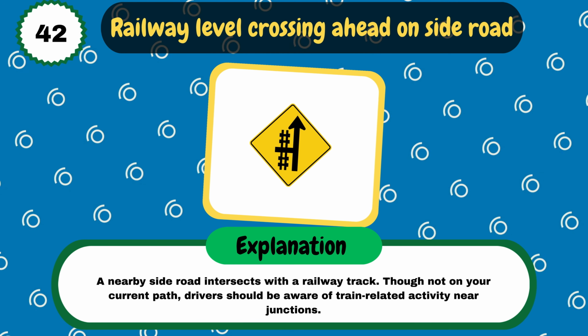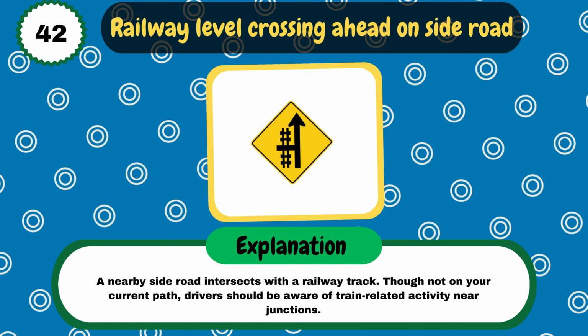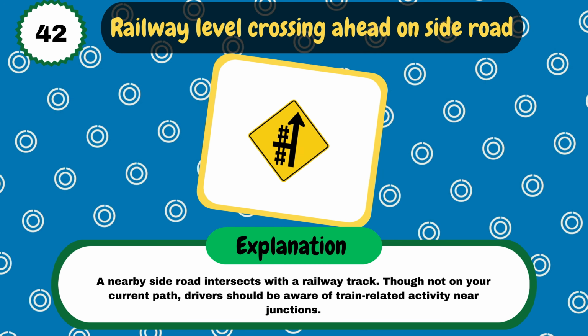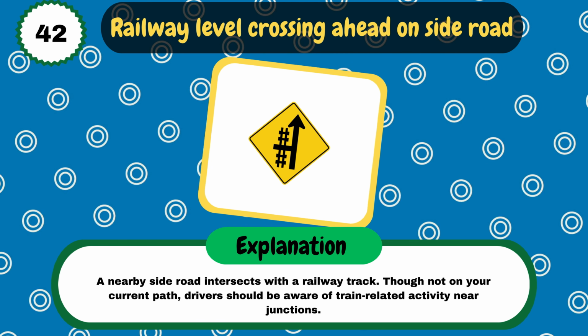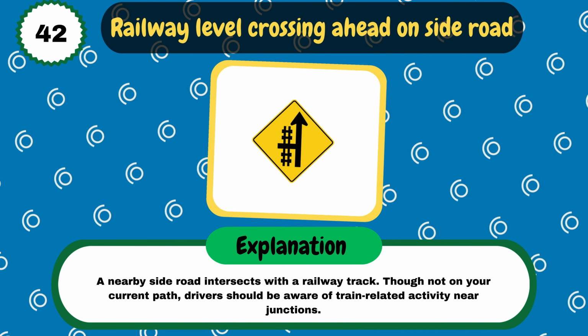This is the railway level crossing ahead on side road sign, and it means there is a railway crossing on a nearby side road. While it may not affect your direct path, it serves as a warning to watch for turning vehicles or train activity in adjacent lanes or intersections.